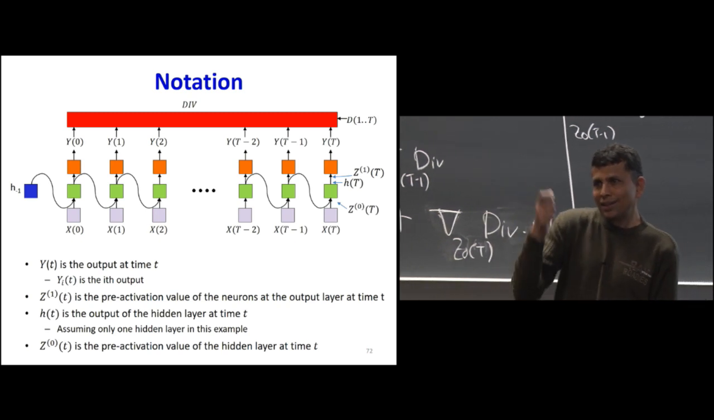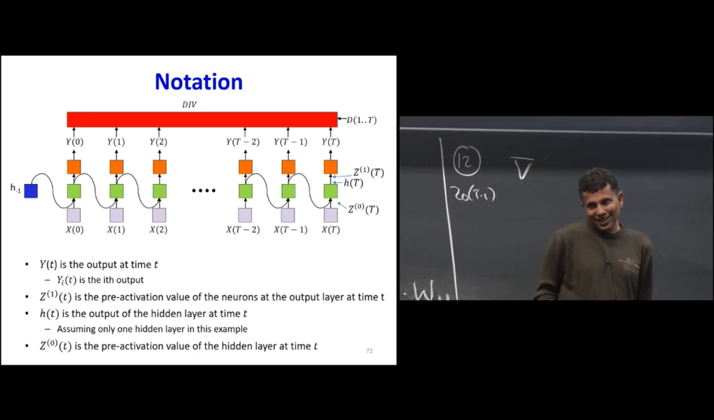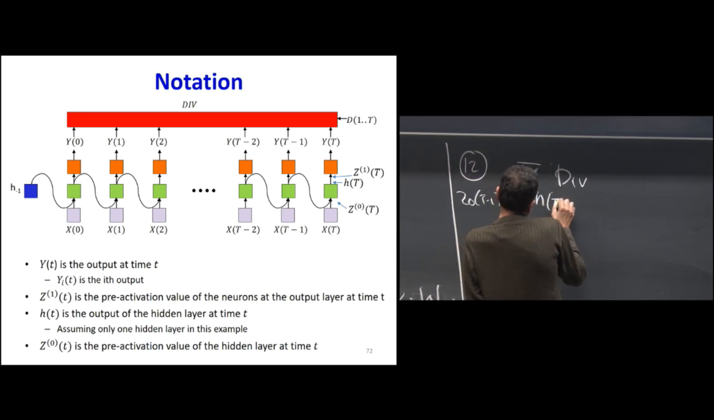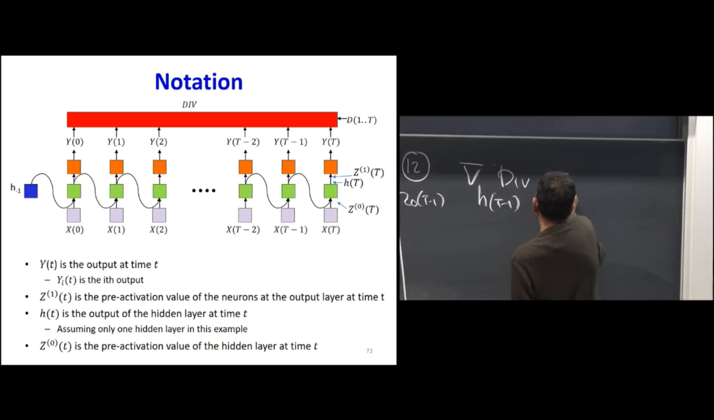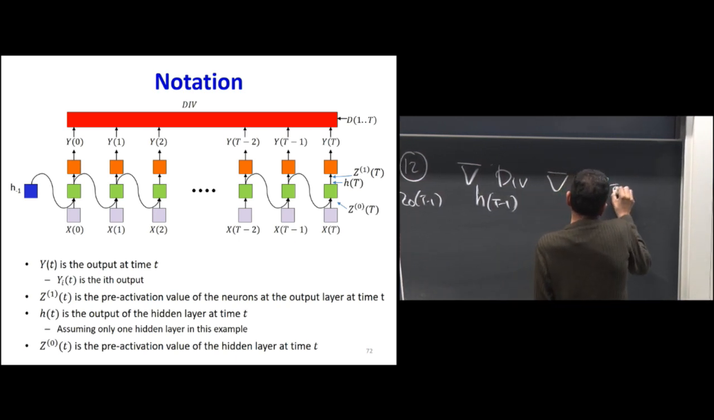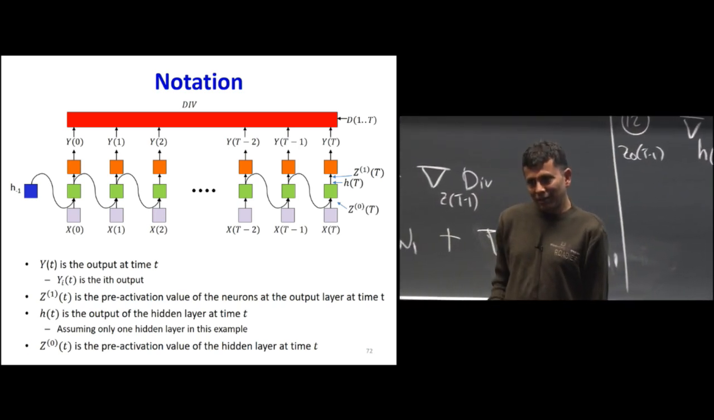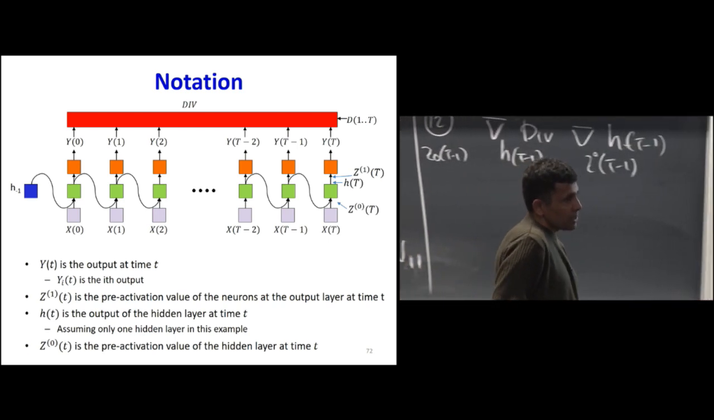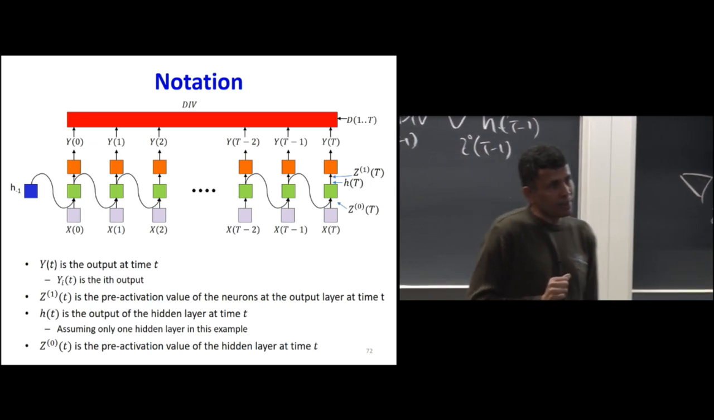Just the chain rule. Okay, Sanan, how would I do that? Derivative of divergence with respect to h of t minus 1, multiplied by derivative of h of t minus 1 with respect to z0 of t minus 1. This is just a Jacobian, correct? That's all it's going to be. So we're just following the chain. Now the next step, I want to compute the derivative with respect to w0 at time t minus 1. What is that derivative going to be?